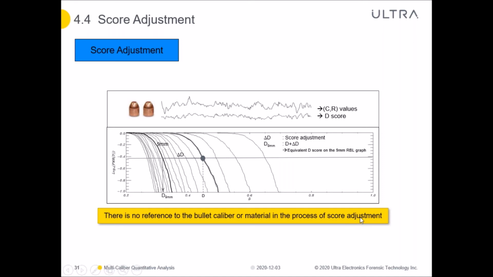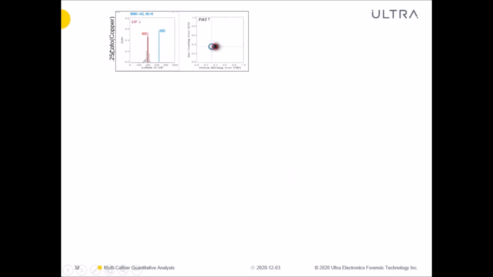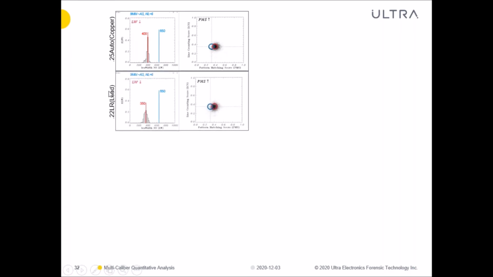There is no reference whatsoever to the bullet caliber or material in that process of score adjustment. So what we're going to do next is just proceed, do exactly the same thing on the 4 other datasets to see what's the effect on the non-matching score. 25 auto, only copper bullets, about the same slope, same number of lands than 9mm. The difference is within the land width. The consequence, we have much higher pattern matching score. 22, we have different material, same slope, same number of lands than 9mm, difference in land width, 350 versus 650, consequence, much higher pattern matching score. Now, if we actually apply the score adjustment that we just explained, it brings back my non-matching score distribution in the middle of the blue circle.